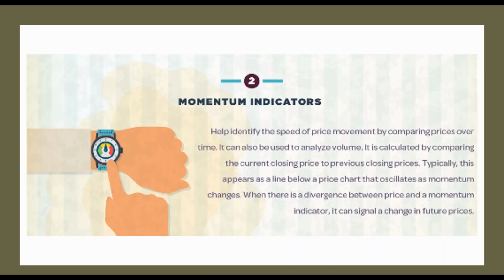Okay. The second grouping, and the handouts I gave you will show you which indicators fall into each one of these groupings, are momentum indicators. Momentum indicators help to identify the speed of the price movement by comparing prices over time. It can also be used to analyze volume.